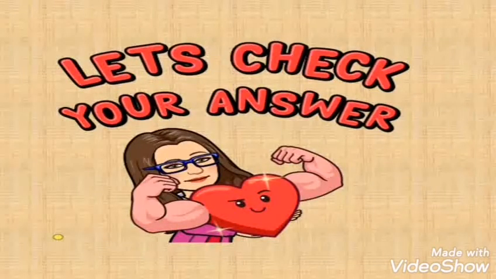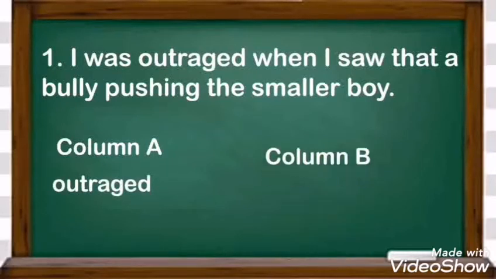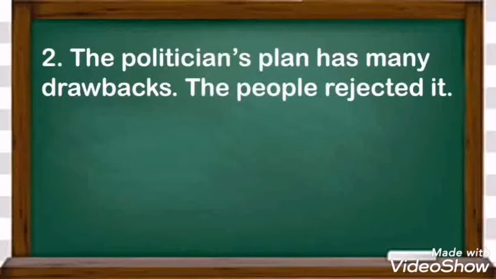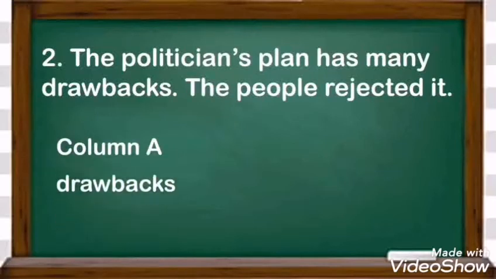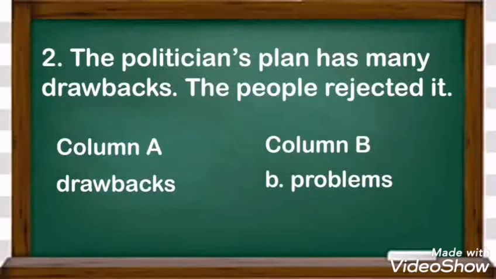Now, let's check your answers. The compound word of number 1 is outrage. The meaning of outrage is letter D, anger. Number 2. The compound word is drawback, and the meaning is on letter B, problems.